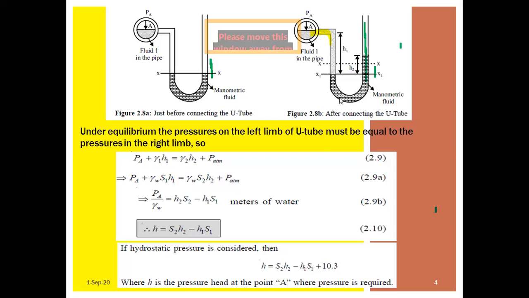The height is given by S2 H2 minus H1 S1. So if the hydrostatic pressure is considered, then the formula we can write is H equals S2 H2 minus H1 S1. Just add 10.3 to this, and then there is nothing but hydrostatic pressure. If H is a pressure head at a point A where pressure is required. Right. Now based on that, we will see one problem.